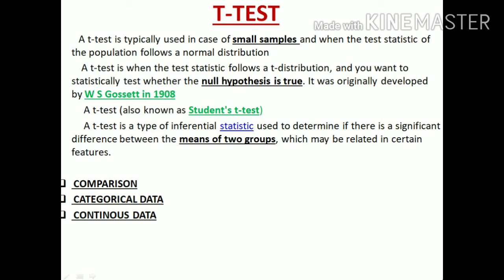Students, these are three important concepts related to the t-test: comparison, categorical data, continuous data. Comparison is the major purpose of your t-test. You are comparing here. And what type of data is required? Both types of data are required, that is categorical data and continuous data. Sir, why? In the chi-square test we record only categorical data, but in the t-test why do we record both? In chi-square we never calculate any average, so we never bother about continuous data. But in the t-test we are using means of two groups. That's why we are using both types of data, categorical and continuous.